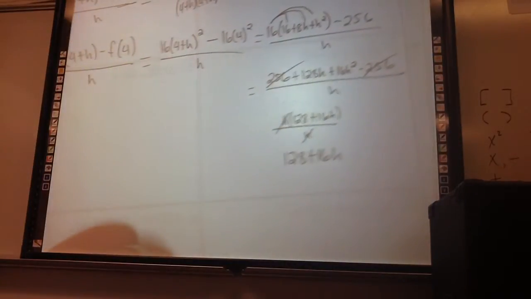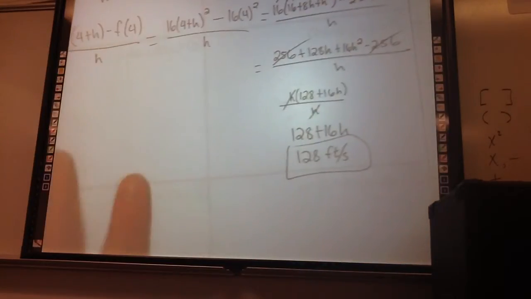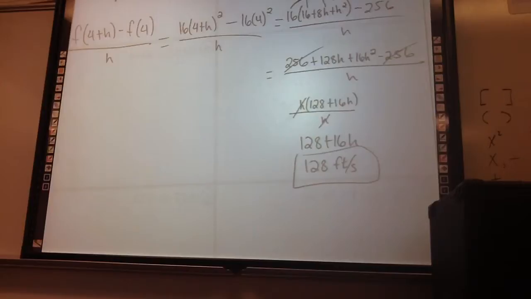Hey, didn't we want h to be equal to 0? Can h be 0 now? Yeah. So if h is 0, there's my answer. Do we always want h equal to 0? Yes. When you're doing instantaneous velocity, because h is our elapsed time. We want our elapsed time to be nothing.